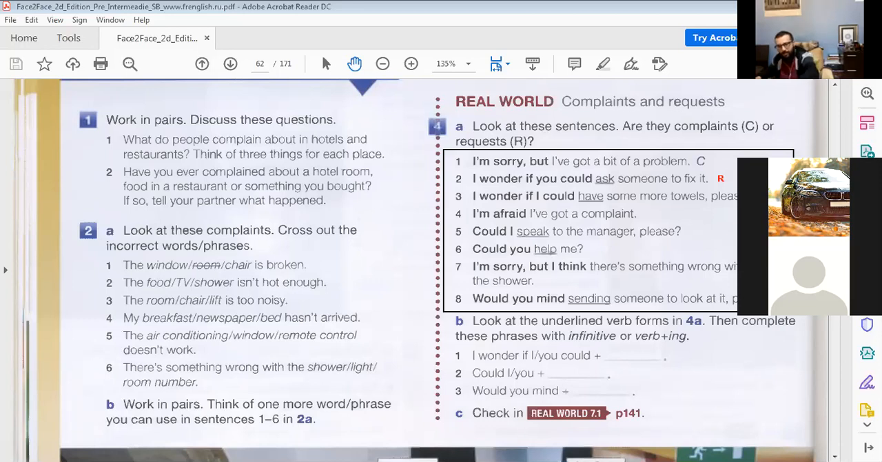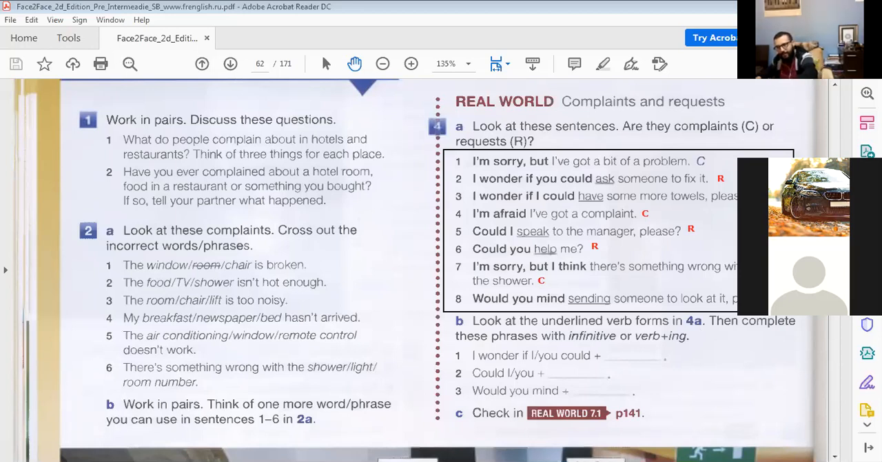Requests. Right. So this is another request. Number four? Complaint. Right. Number five? Request. Correct. Number six? Request. Mm-hmm. What about number seven? Complain. Correct. You're complaining about the shower. Number eight? Requests. Right.